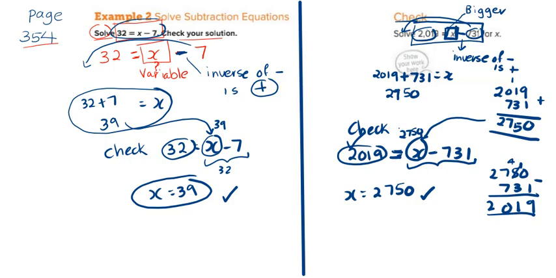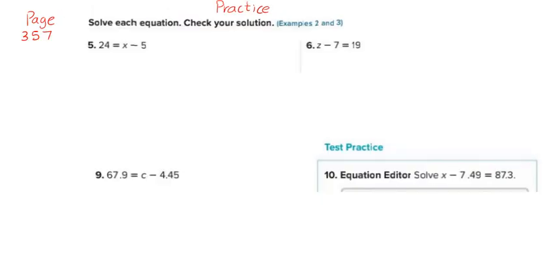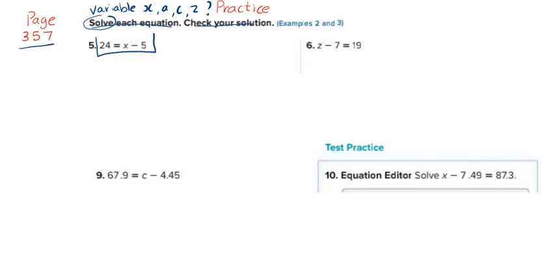All right, moving on to the next question, which is the practice page on 357. Solve each equation and then check your solution. Solve means to find the value of the variable. Whether it's x, or they're using a or c or z, whatever the variable is, what is that missing variable? The first question, question 5, is 24 equals x minus 5. We want to find x.